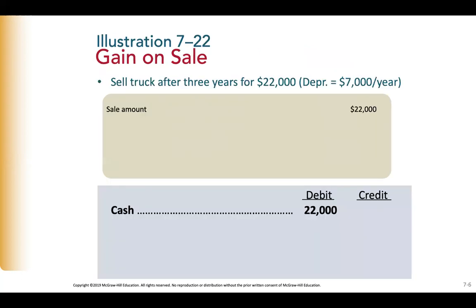In the first example, selling the truck after 3 years for $22,000, assuming depreciation of $7,000 a year. Well, the first thing we know we're going to do is sell the vehicle. So for our journal entry, we can record cash of $22,000 for a debit. We know that we're going to be receiving cash, and cash is increasing. So since an asset is increasing, we need to debit cash.